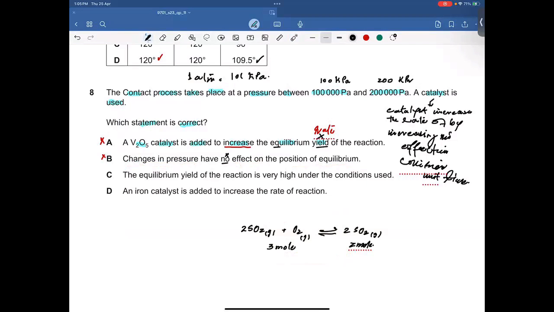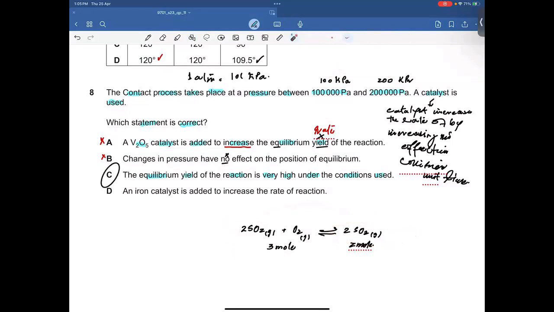All right. Now the next is, the equilibrium yield of the reaction is very high under the conditions used. Obviously, we are increasing the pressure from 100 to 200. So if we increase the pressure, equilibrium favors the right hand side, and sulfur dioxide yield increases. So that must be the right answer.